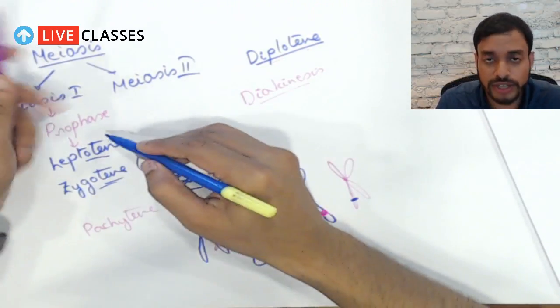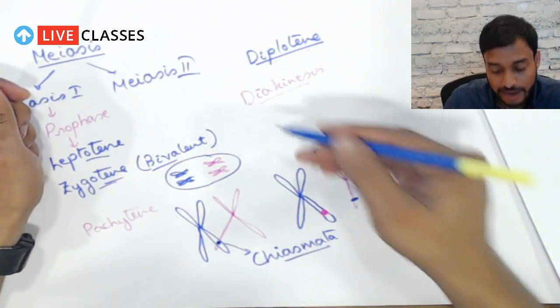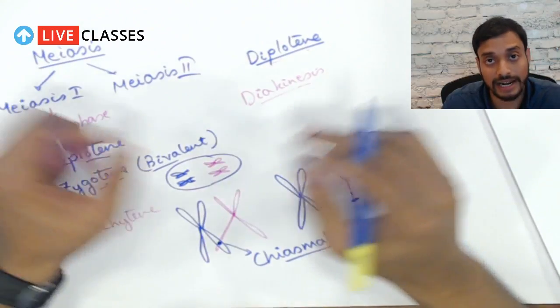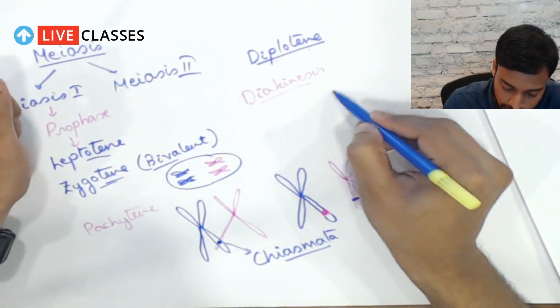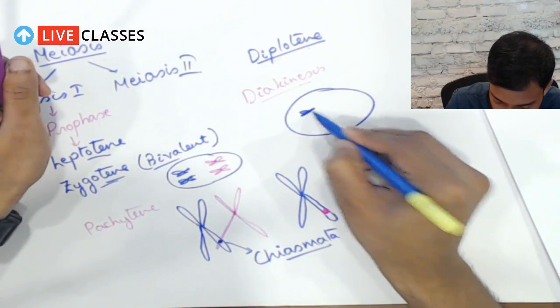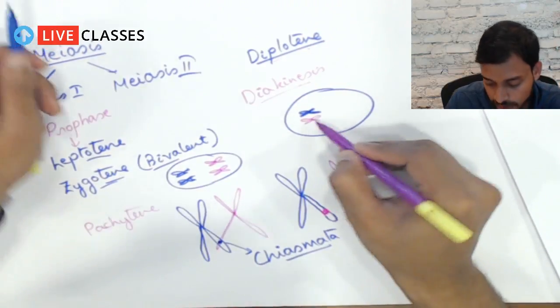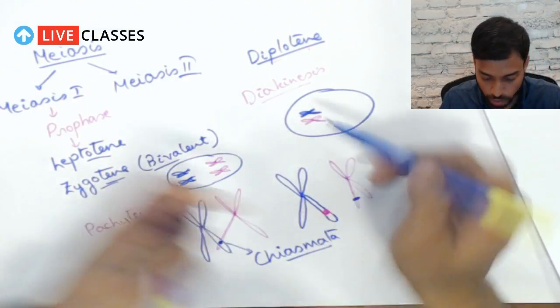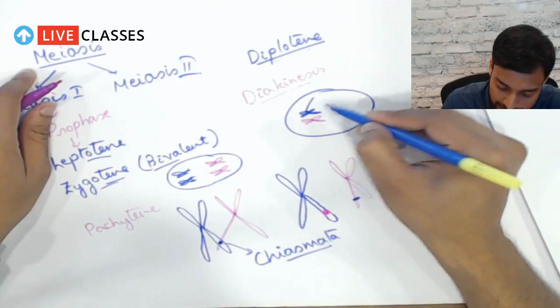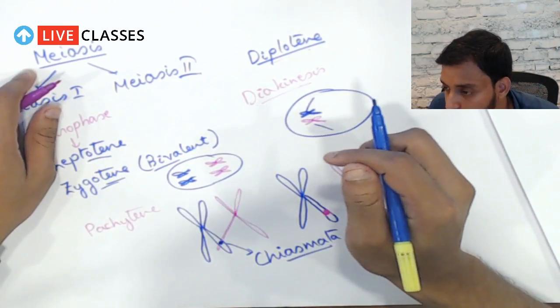Now after prophase 1, what happens? We have these chromosomes, then we have the metaphase where these chromosomes will align themselves. But here you have to see that we have the homologous chromosomes. You see, homologous pairs. Now in metaphase they are arranged at the equatorial position. Let's see if you have some questions.